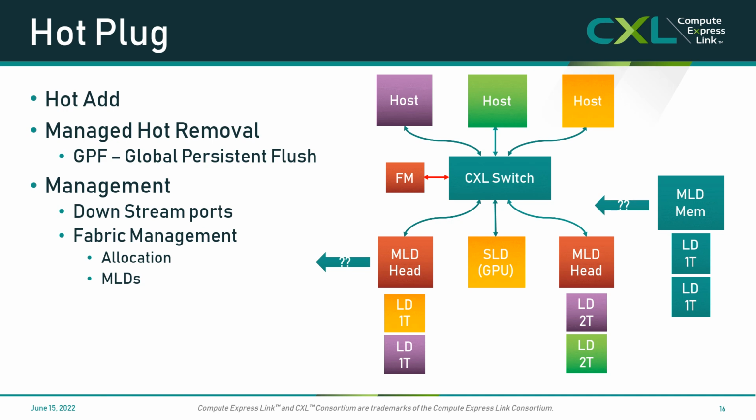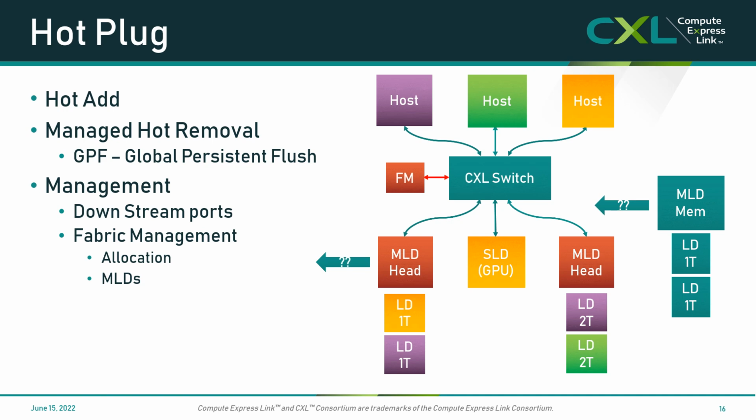So CXL 2.0 brings forward the hot plug feature in 2 separate methods. First of all, there's the hot add feature. The hot add feature gives us the ability to hot plug in any supporting device that we would like. And it's important to mention that every CXL 2.0 device has to support hot plug in downward facing upstream ports.